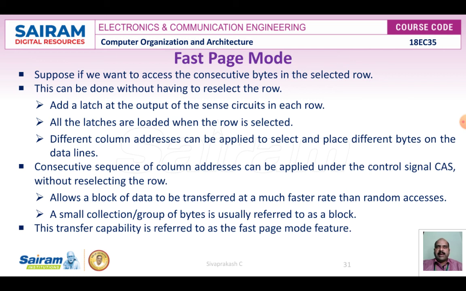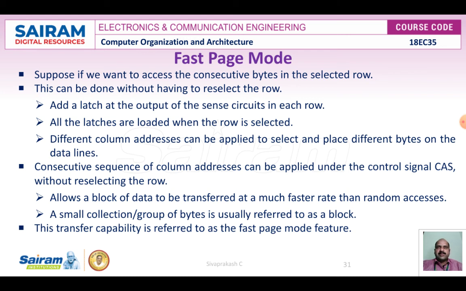A simple modification can make it possible to access the other bytes in the same row without having to reselect the row. A latch can be added at the output of the sense amplifier in each column. The application of a row address will load the latches corresponding to all bits in the selected row. Then it is only necessary to apply different column addresses to place the different bytes on the data lines. The most useful arrangement is to transfer the bytes in sequential order, which is achieved by applying a consecutive sequence of column addresses under the control of successive CAS signals.